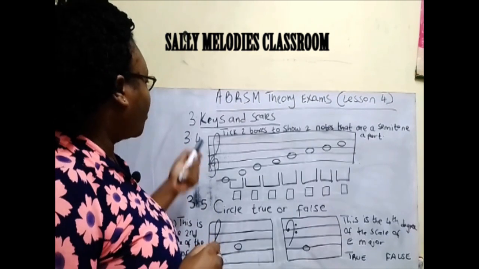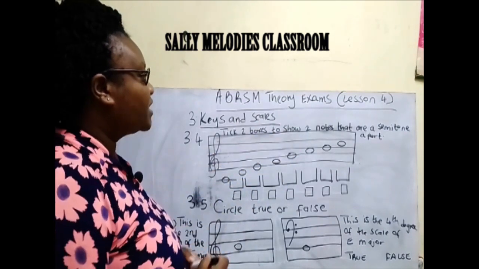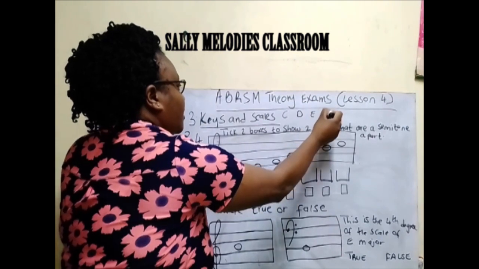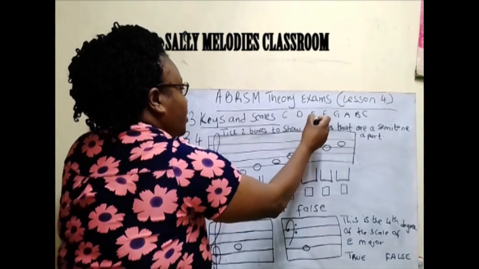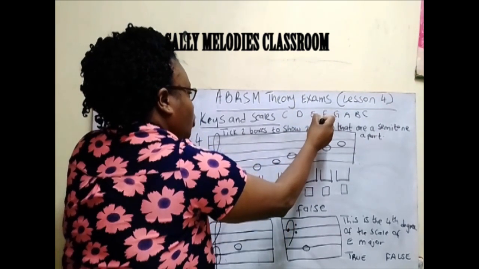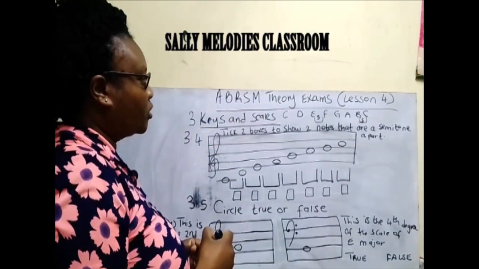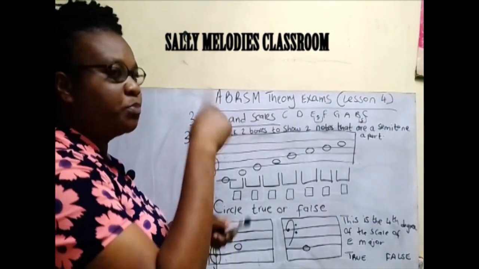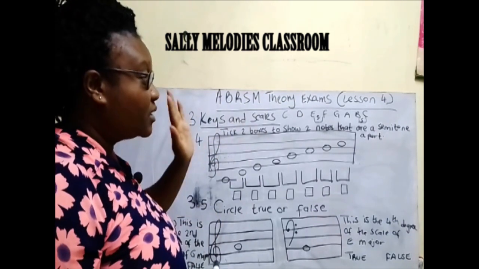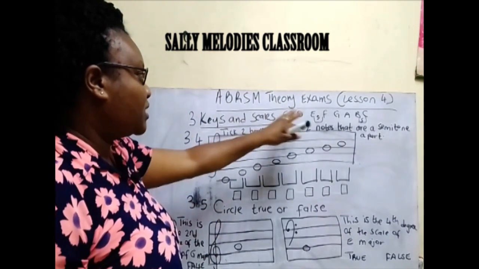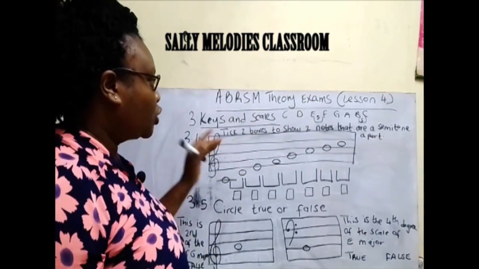Question 3.4, you are told to tick 2 boxes to show 2 notes that are a semitone apart. C, D, E, F, G, A, B, C. Between E and F, we have a semitone. Between B and C, we have a permanent semitone. The other semitones, you just put them depending on, you raise or you lower depending on the scale. But for the C, that one has got permanent semitones and tones.